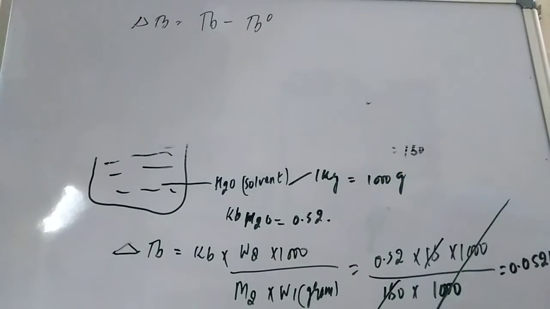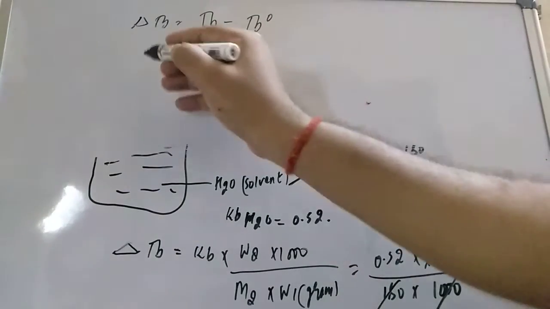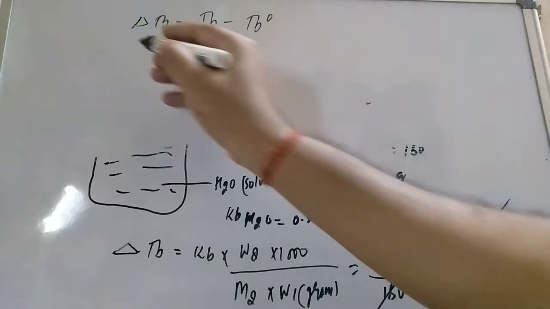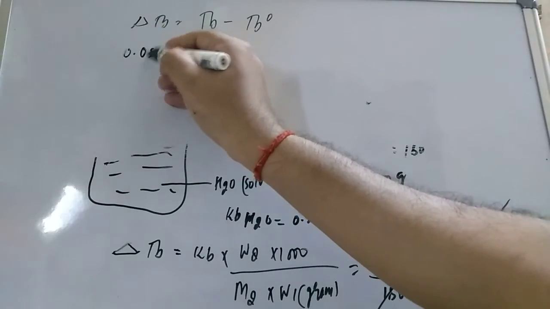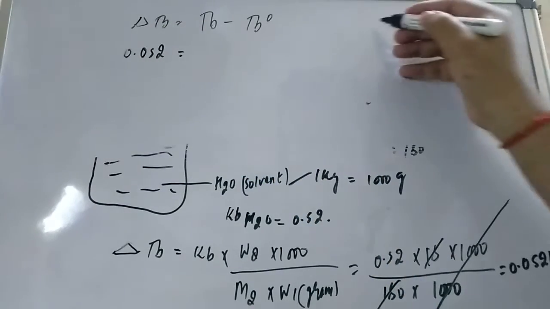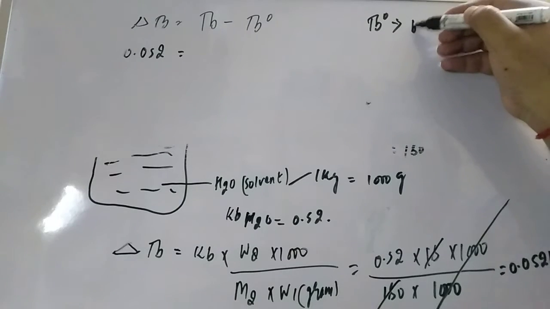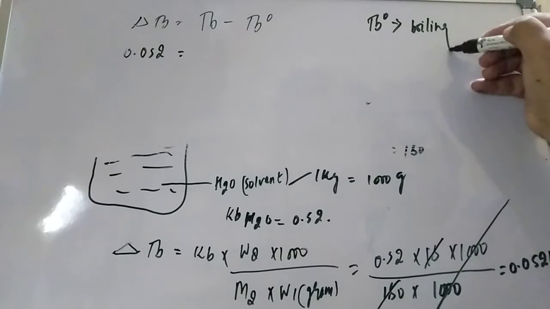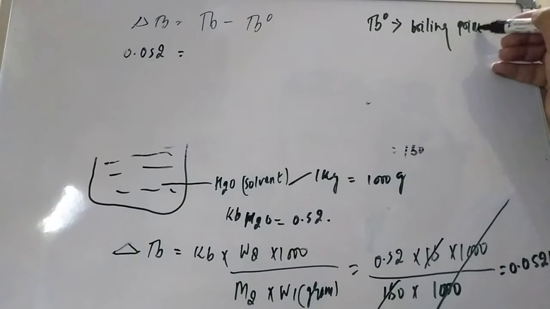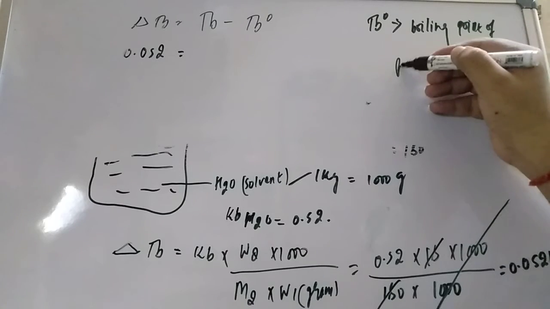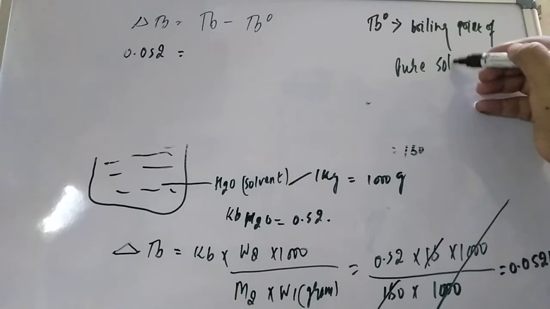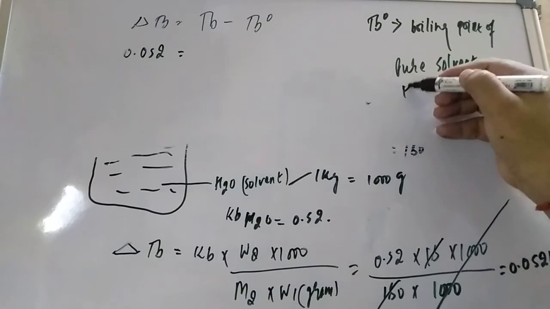This derivation we did, student. So delta TB you got, student, 0.052. TB naught is the boiling point of what, student? Boiling point of pure water, boiling point of pure solvent. A pure solvent is what, student? Here it is water.